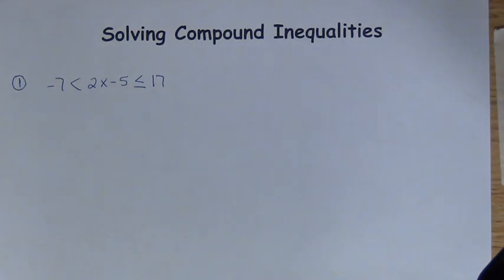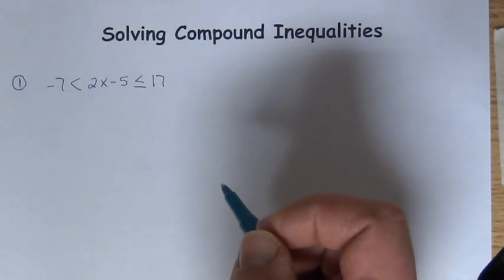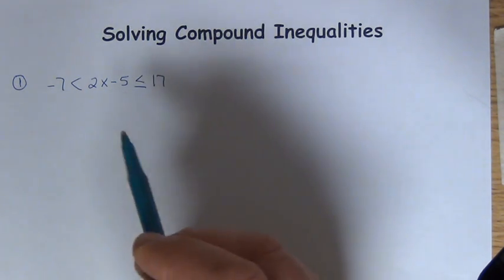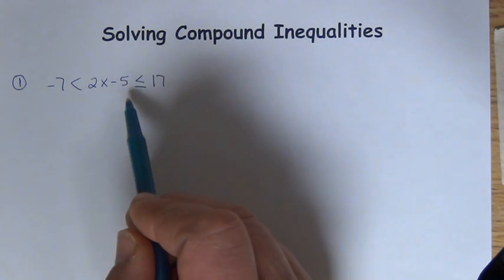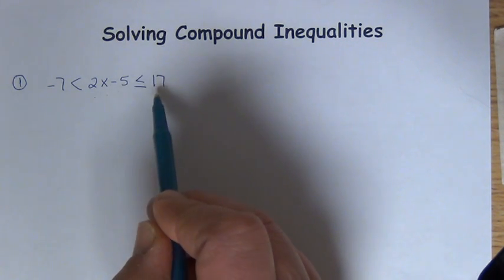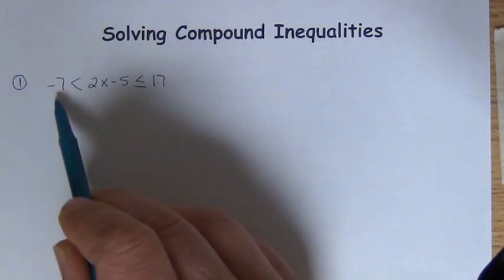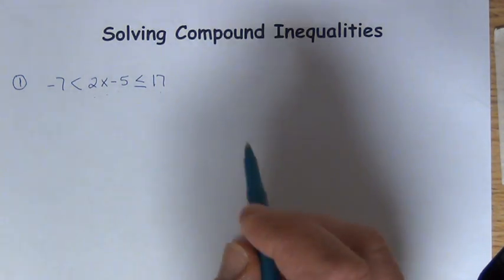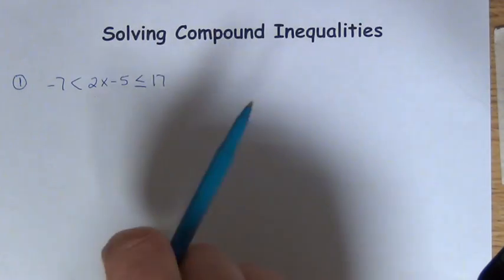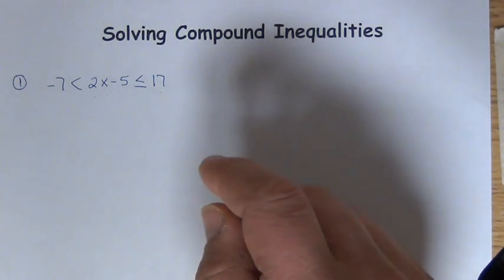Let's take a moment and look at solving some compound inequality examples. So the first example I want to look at is actually an example of an AND. It's an interval. It's saying that the quantity of 2x minus 5 has to be in between 17 and negative 7. So the first step I like to do with these is write them out as two separate inequalities.